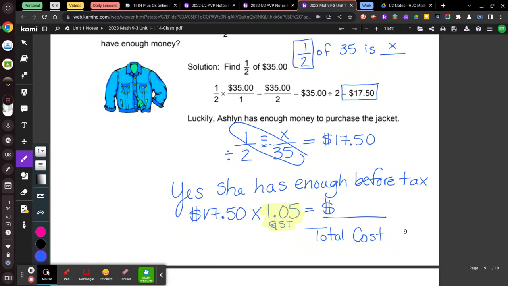$18 and how many cents? 375. You're right, $18.375, but it would be rounded to 38 cents. It was 375 thousandths. So $18.38. No, she is 8 cents off with tax. So if they don't add tax, she has enough. If they add tax, she doesn't have enough. Let's go to the store.